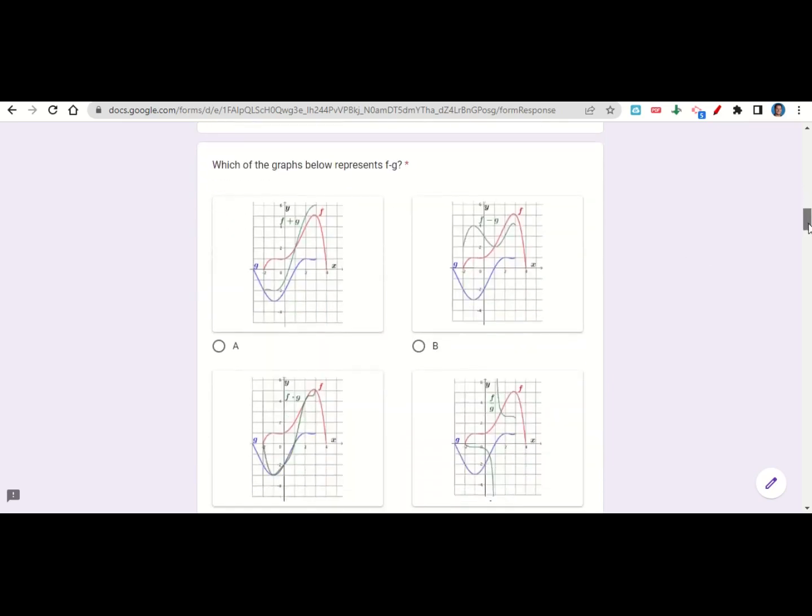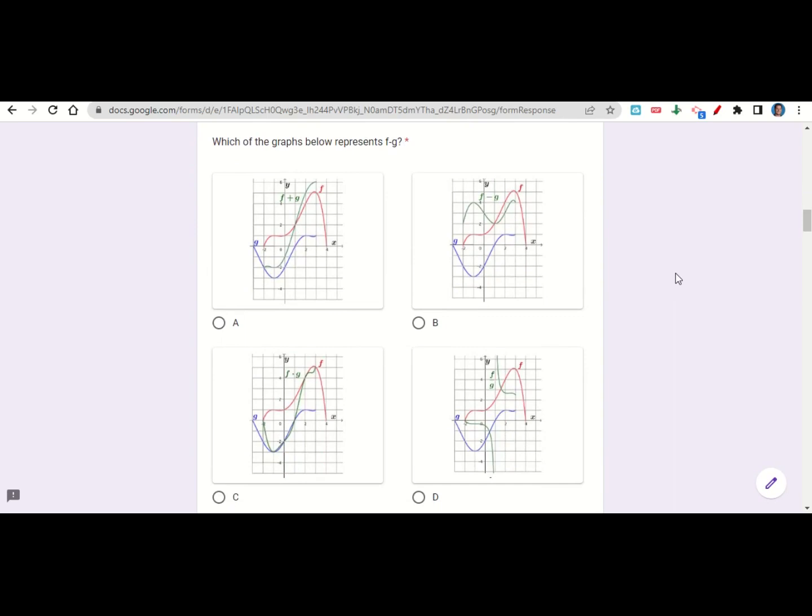And then we'll take a look at the next question. It says f minus g. Well, we can see that f is, again, 1, and g is -2. So if we subtract 1 minus -2, we get +3. So this one passes through +3. This one does not. This one doesn't. And this one doesn't. So it's got to be this one here.